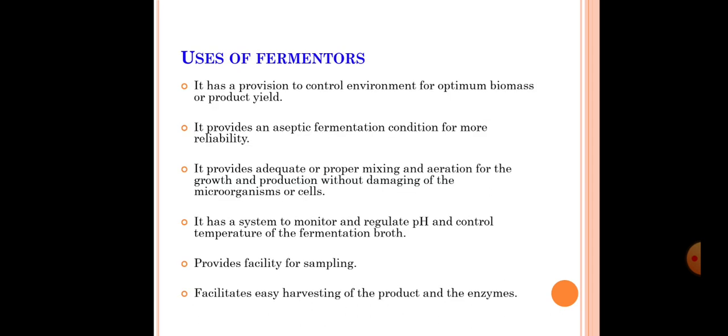Uses of fermenters. It provides a controlled environment for optimum biomass or product yield. It provides an aseptic fermentation condition for more reliability. It provides adequate or proper mixing and aeration for the growth and production without damaging the microbial cells. It has a system to monitor and regulate pH and control temperature of the fermentation broth. It facilitates sampling of the product. It facilitates easy harvesting of the product and the enzymes too.